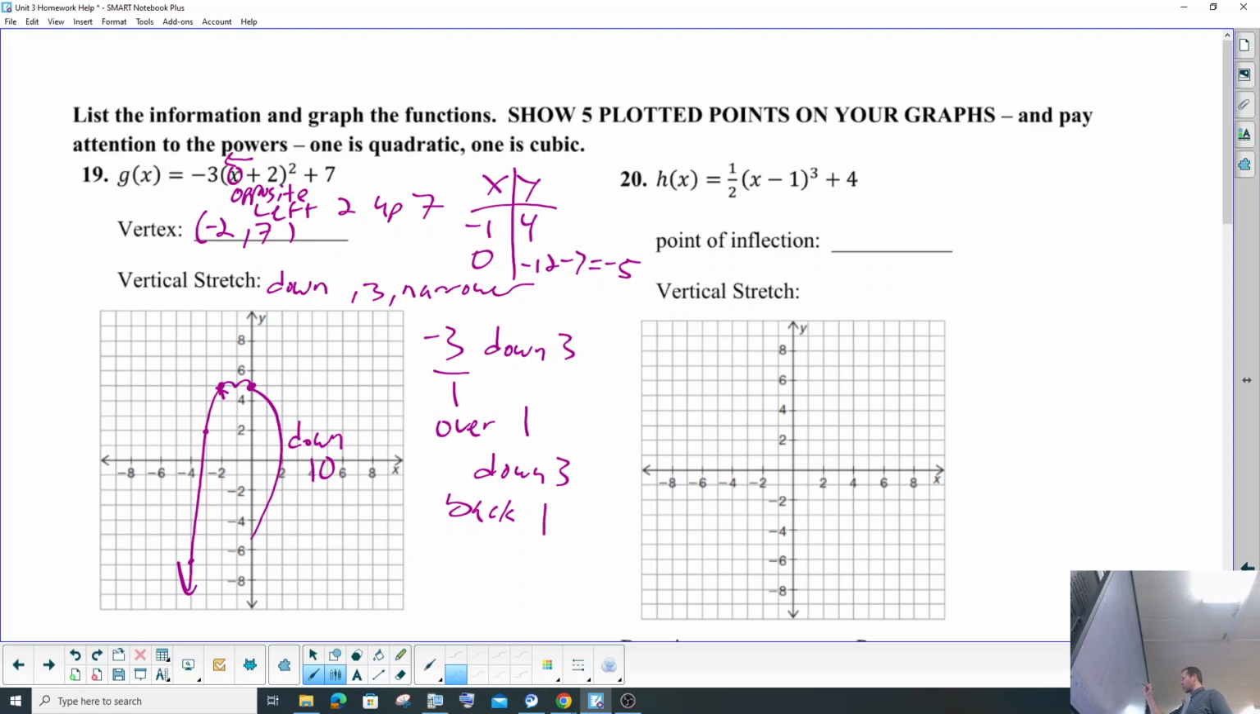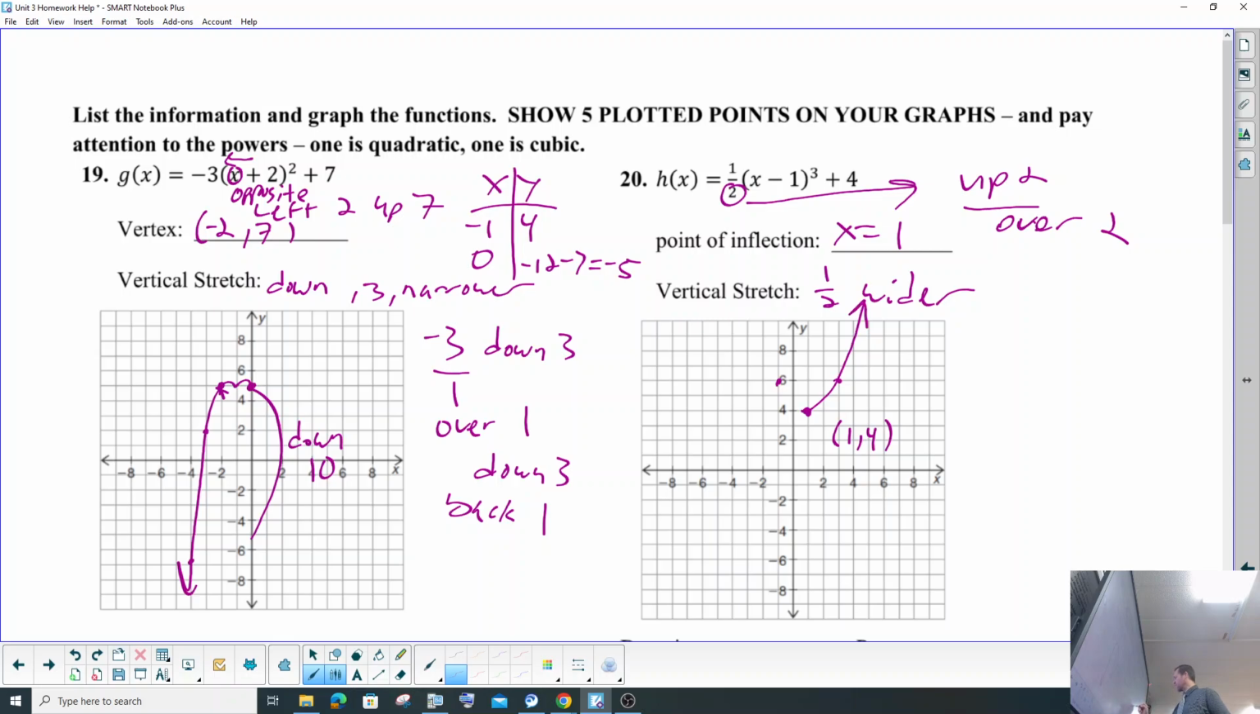Point of inflection. That's your axis of symmetry, which is 1. Vertical stretch at half, and it's going to be wider. Remember this one. So that's right 1, up 4. So right 1, up 4 is our vertex. So instead of over 1 up 1, it's going to be over 2 up 2, and it's going to make it go wider. Over 2, up 2. Sorry, reverse it, rise over run. Up 2 over 2, and up 2, back 2. Okay, so that's going to take off.